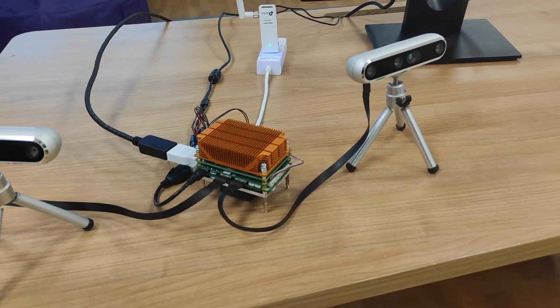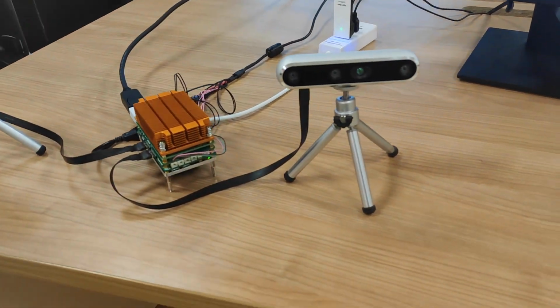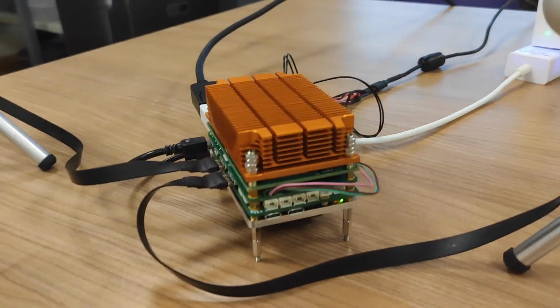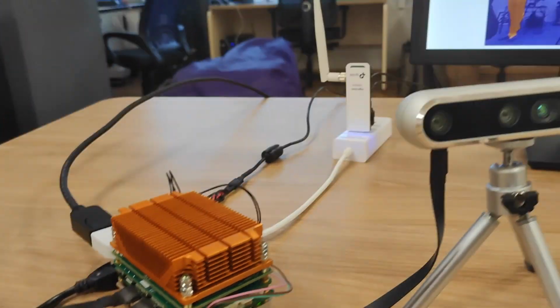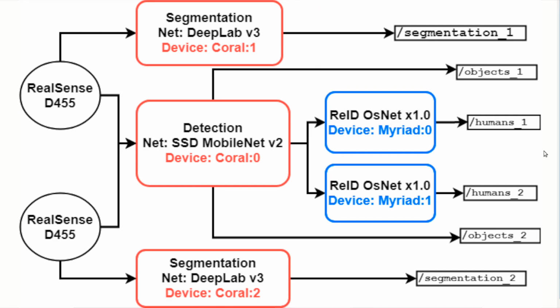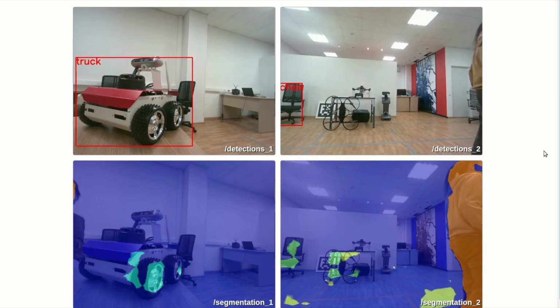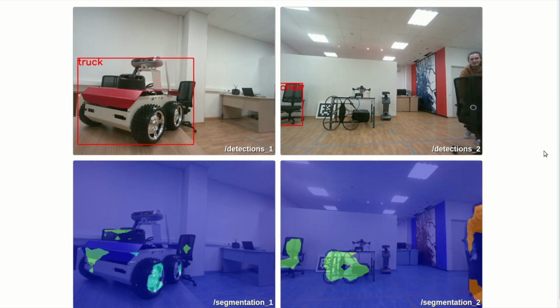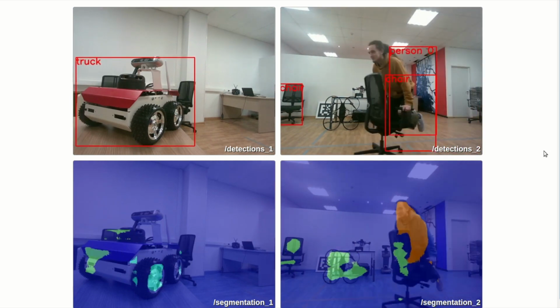In this demo, you can see 2 cameras connected to our computer, each video stream being processed by 3 different neural networks, a total of 6 nets. Object detection, semantic segmentation, as well as person re-identification. All these networks are running in parallel on 5 different AGI devices in real time.